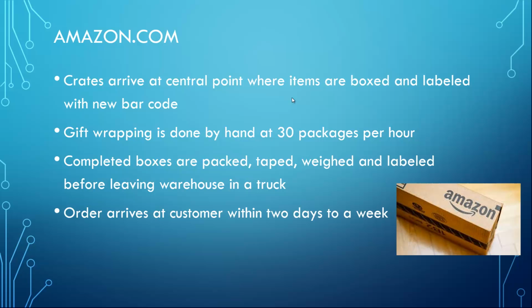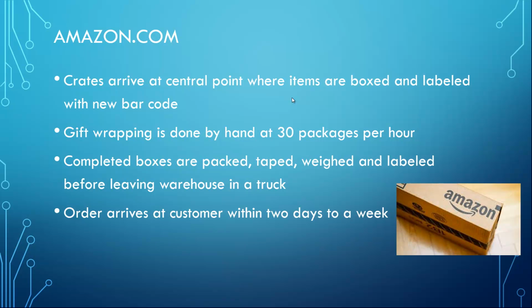Crates arrive at a central point where items are boxed and labeled with a new barcode. Gift wrapping is done by hand at 30 packages per hour. Completed boxes are packed, taped, weighed, and labeled before leaving the warehouse in a truck. The order arrives at the customer within 2 days to a week, especially if you have the Prime membership now. With the current membership that Amazon offers, they have 2-day shipping, and they have overnight if you want to pay more. So if you order it at night, in the morning at 10 a.m. you will have it at home.